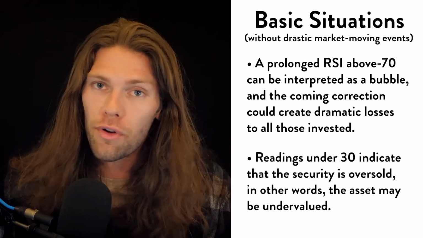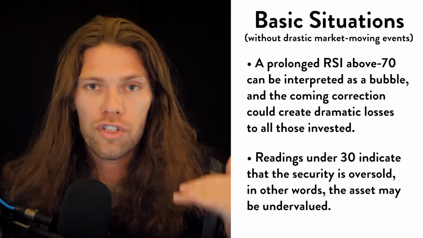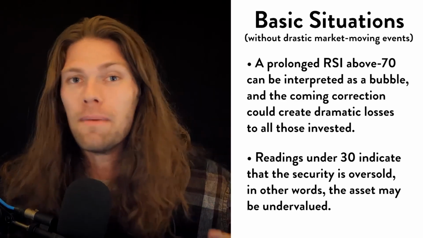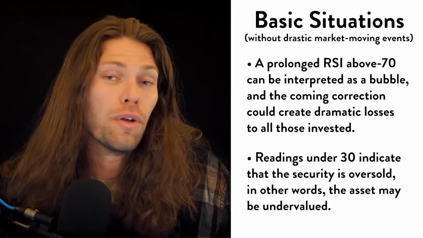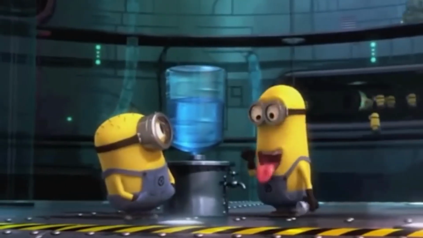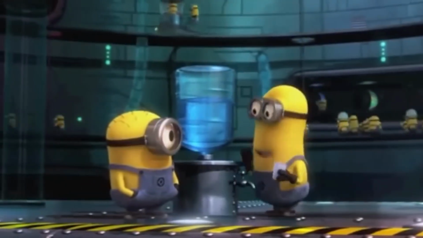Now, readings under 30 indicate that the security is oversold. In other words, the asset may be undervalued, meaning it could be a good opportunity. You've probably seen videos where certain cryptos or stocks are proclaimed to be undervalued. The RSI indicator was likely one of the tools used to come to that conclusion, and now you can use that. At the water cooler, at work, you can be like, hey, I think that this stock is undervalued. You just check the RSI. It can be that easy.